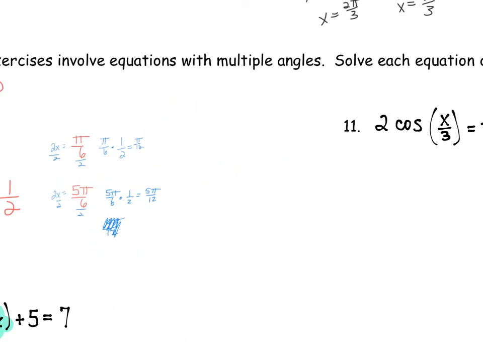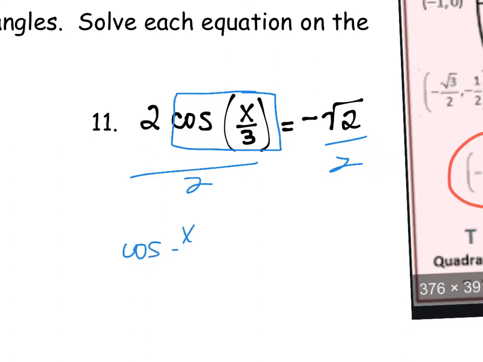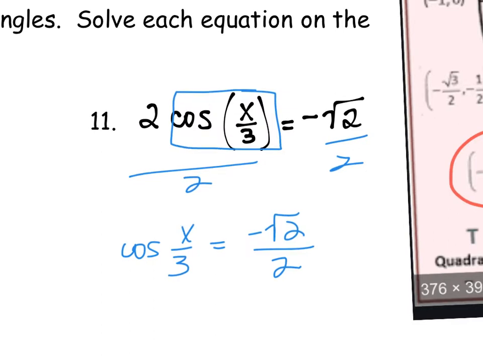It's not a super long test. All right, same thing here. I want to get cosine of x divided by 3 by itself. So what do I do? Divide everything by 2. So cosine x over 3 equals negative root 2 over 2. Don't do anything with that 3 yet.